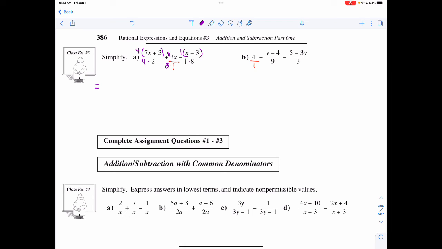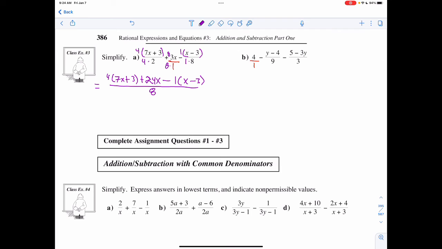This is going to give me 4 bracket 7x plus 3 plus 8 times 3 is 24x minus 1 bracket x minus 3. All divided by 8.